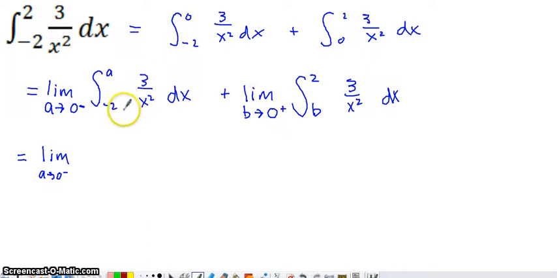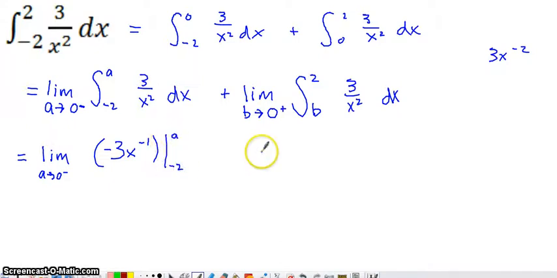So now I'm going to use the fundamental theorem of calculus. This is 3x to the -2nd, right? That integrand would be 3x to the -2nd if I wanted to write it in equivalent form. I could add 1 to this exponent to turn the exponent into a -1, and then I would just have to divide by that new exponent. Divide by -1 is just going to make that coefficient negative. I'm going to have to evaluate this from -2 up to a and just kind of see what happens.